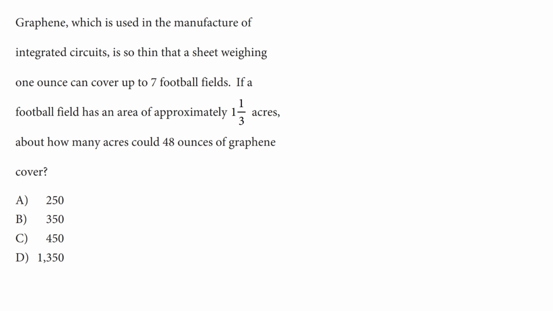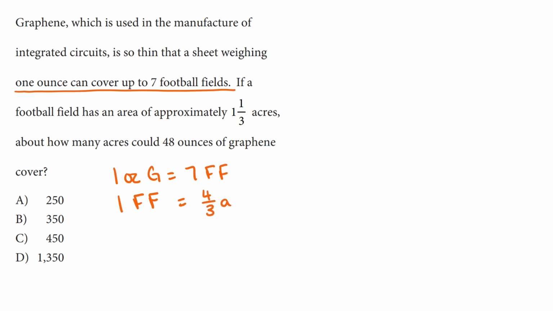So we're told that 1 ounce of graphene can cover 7 football fields. So 1 ounce of graphene is equal to 7 football fields. And 1 football field is equal to 4/3 acres. So we need to get from ounces of graphene to acres, essentially, and see how many acres 48 ounces of graphene covers. So if 1 ounce of graphene covers 7 football fields, then 48 ounces of graphene covers x football fields. And we need to solve for x.